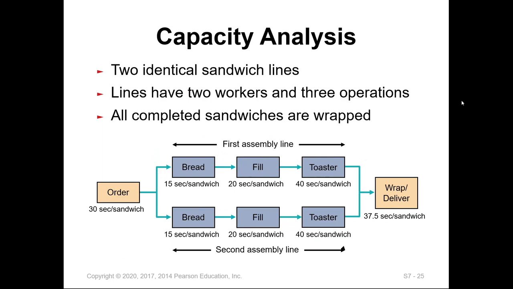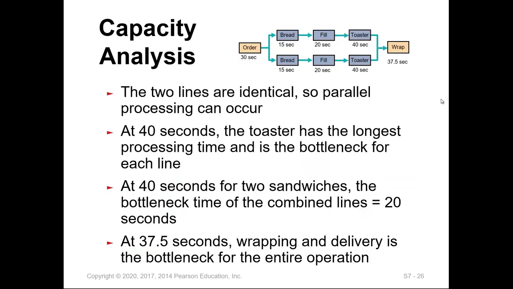This slide shows an example of two identical lines that have two workers and three operations. Using capacity analysis, we can identify 5 different workstations or work areas, starting from the order all the way to the wrapping and delivering process. As you can see in the figure, the two lines are identical, so parallel processing can occur.